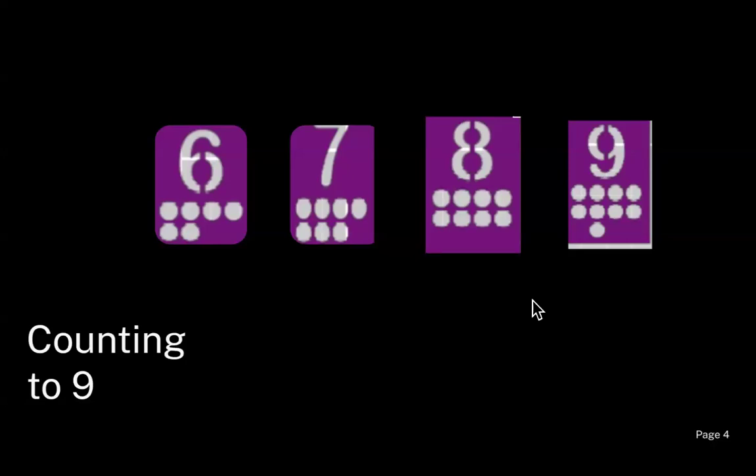You can do the same thing for counting up to 10, 6 through 10, 6 through 9. And again, they can count and they can put one small stone in each of those. And then they can count 1, 2, 3, 4, 5, 6, 7. So there is that one-to-one correspondence.